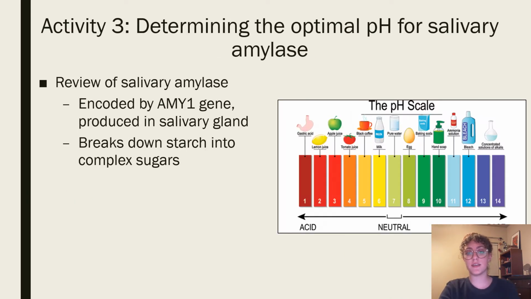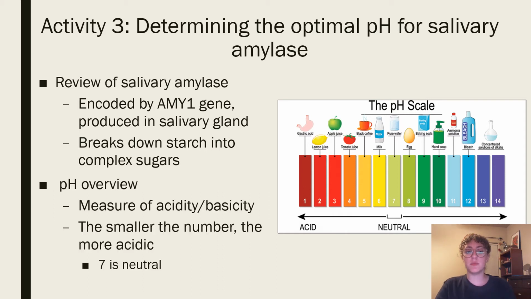So the next activity is determining the optimal pH for salivary amylase. Let's review what we learned today about salivary amylase. We know that it is encoded by the AMY1 gene, and that it's produced in the salivary gland, which means that it's in your saliva in your mouth. This salivary amylase, this enzyme, breaks down starch into complex sugars, and it's one of the first enzymes used in the digestive system.